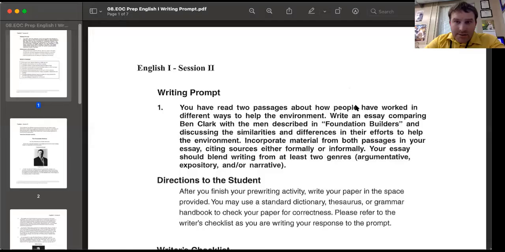It could be something along the lines of, I love spending time outside in the environment, letting the fresh breeze and air, blah, blah, blah. Just start the prompt off talking about the environment. Then in your body, you're going to address this right here, the similarities and the differences in their efforts.